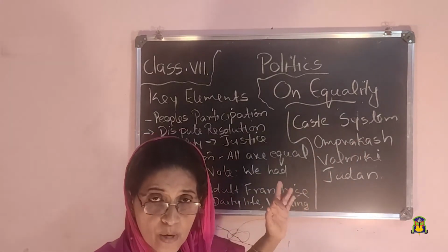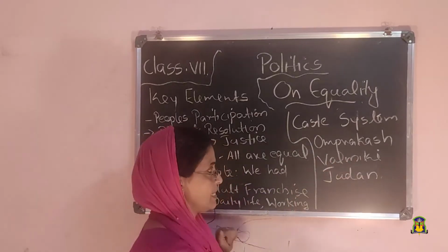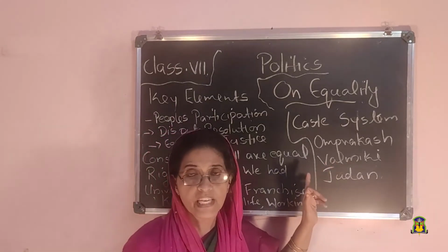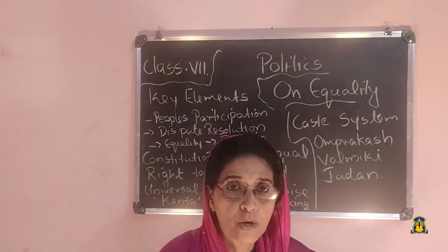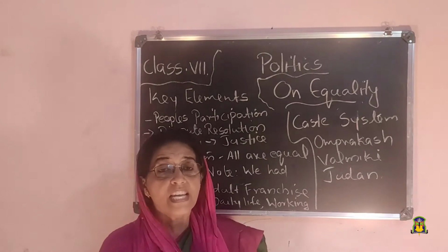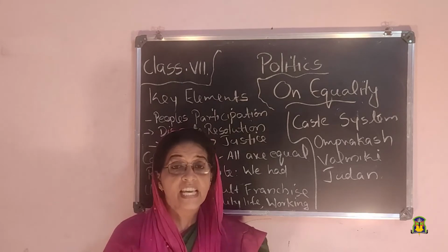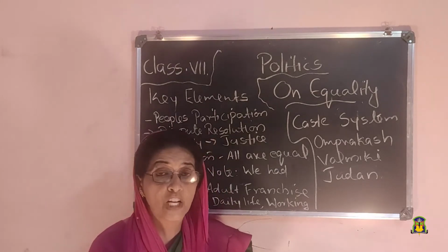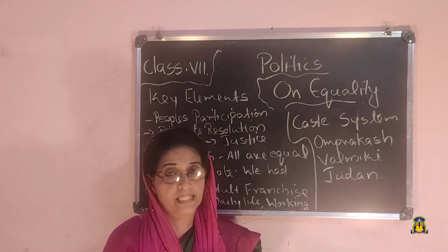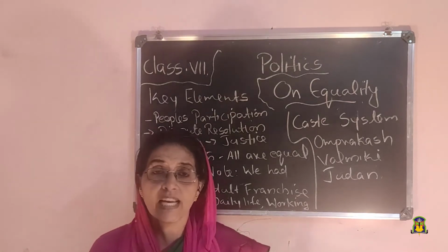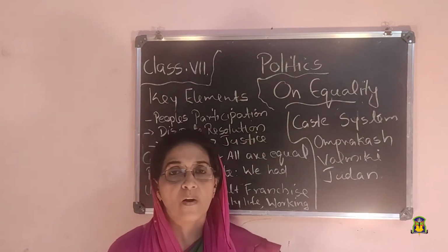So, we have already learned the story of Om Prakash Valmiki and the Ansaris. Om Prakash Valmiki was a well-known Dalit writer. His famous autobiography was Joothan. In his autobiography, Joothan, he writes about his experience during his childhood days. He was discriminated against by his class teacher and headmaster. He was not at all allowed to sit along with his classmates. Rather, he was made to sweep the courtyard.